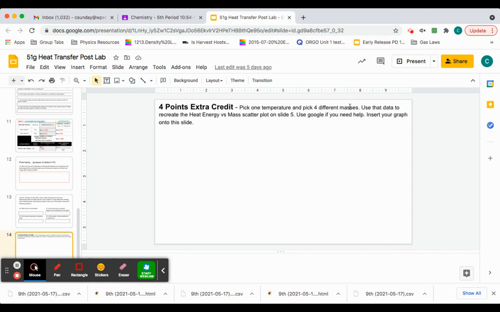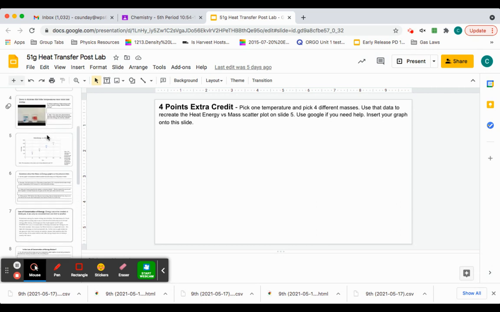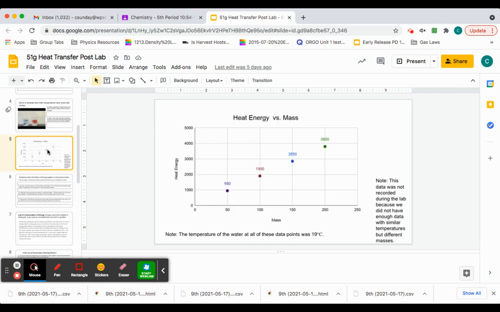So pick one temperature and 4 different masses. Use that data to recreate the scatter plot on slide 5. Use Google if you need help. Insert your graph onto this slide. I will tell you, so on here, I need one temperature and then 4 different masses.